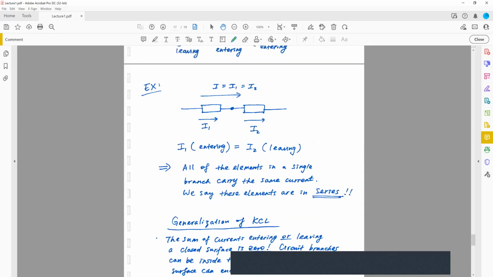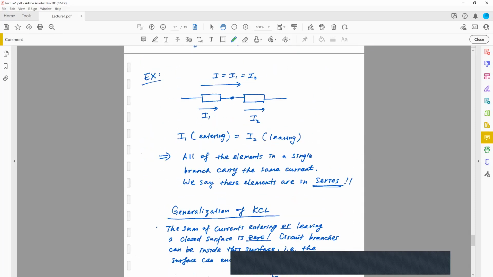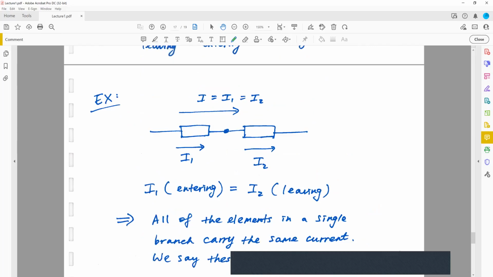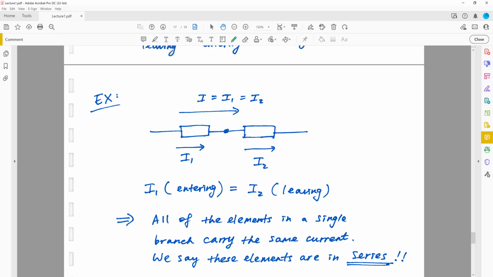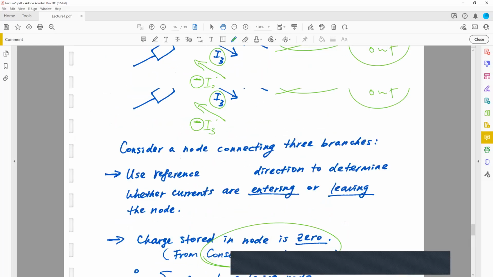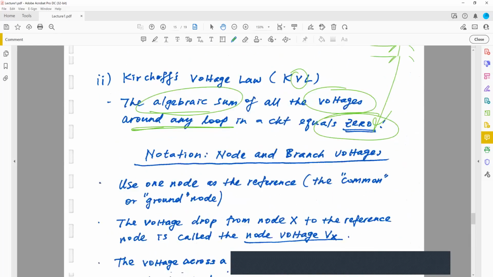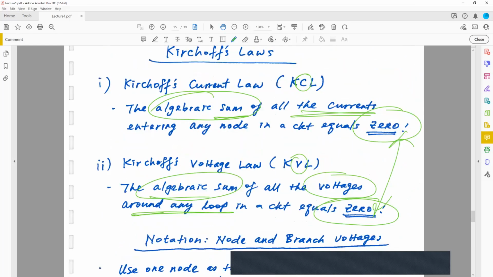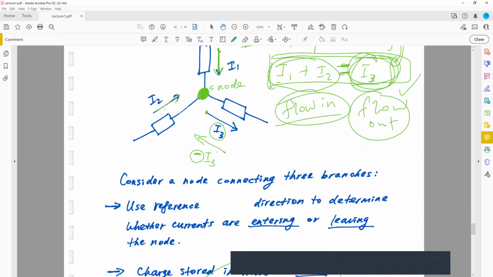Okay. I think I have one more example over here for KCL. So this is a rather interesting example. Again, let's quickly remind ourselves what KCL tells us, or what KCL wants. So the algebraic sum of all the currents entering a node has to sum to 0. Algebraic sum of all the currents entering a node in the circuit has to sum to 0.